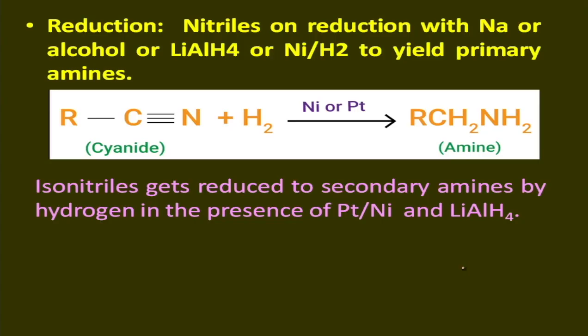Reduction: nitriles on reduction with sodium and alcohol, lithium aluminum hydride, or nickel and hydrogen yield primary amines. Reduction is removal of oxygen or addition of hydrogen. So cyanide undergoes the reduction reaction in the presence of a catalyst and you get an amine, a primary amine, RCH2NH2. Isonitriles on reduction give secondary amines. So that is the difference.